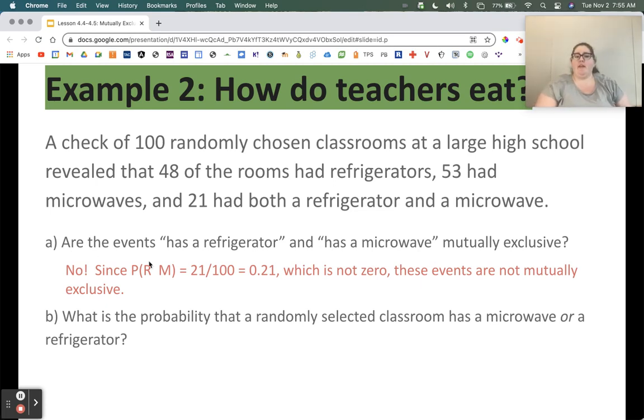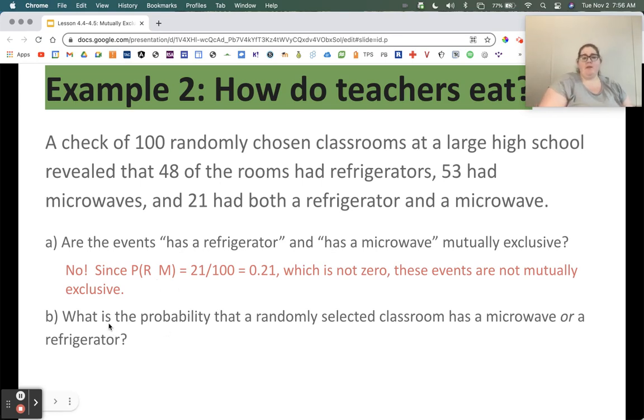So part A says, are the events has a refrigerator and has a microwave mutually exclusive? So again, mutually exclusive means that they cannot both happen. There's no overlap. Well, we know from the problem that 21 had both a refrigerator and a microwave. That is our intersection. That's our and probability, 21 out of 100, which is 0.21. That's not 0, so it's not mutually exclusive. For mutually exclusive, the probability of the intersection, I forgot to put a little symbol here, would be 0. And it's not, so they're not mutually exclusive.